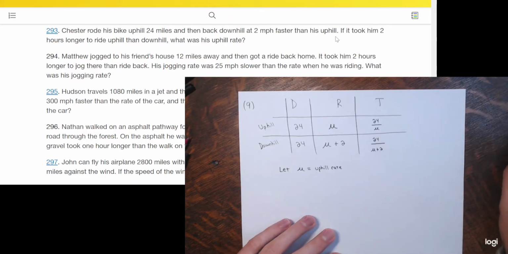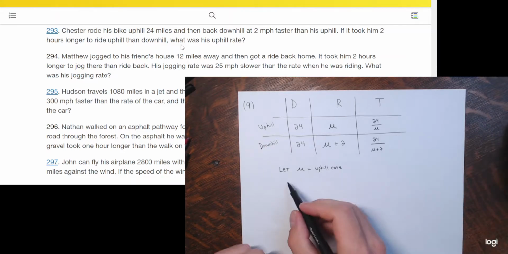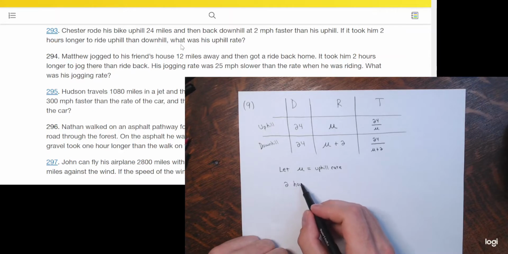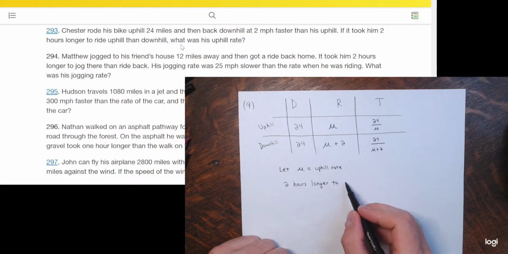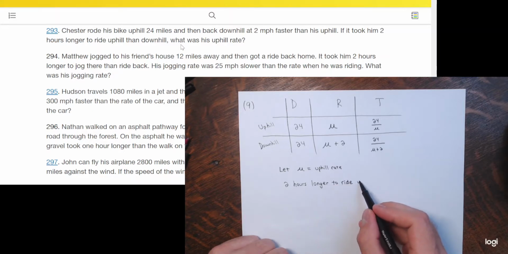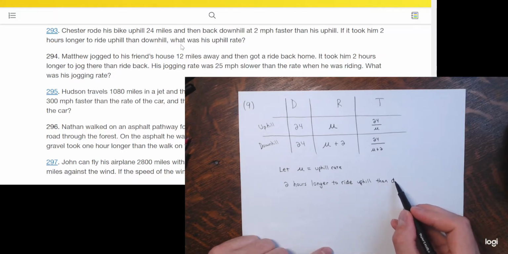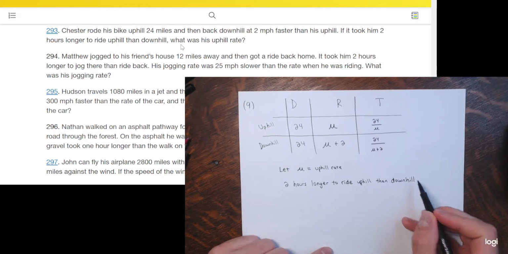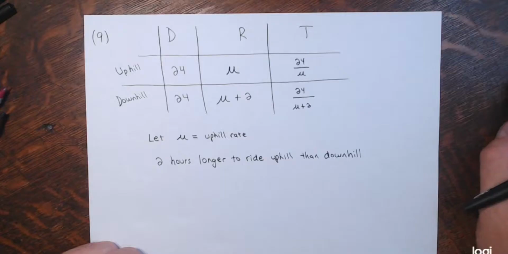See, what they do is give us the following. It says it took him 2 hours longer to ride uphill than it did downhill. This is where our equation's coming from, right? So now that I've got the little wording written out there, let me pull up the page and make it bigger.